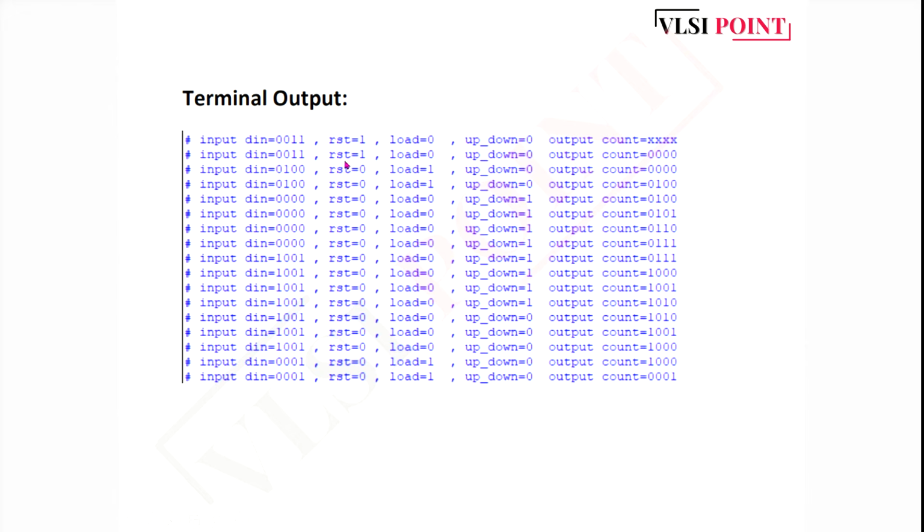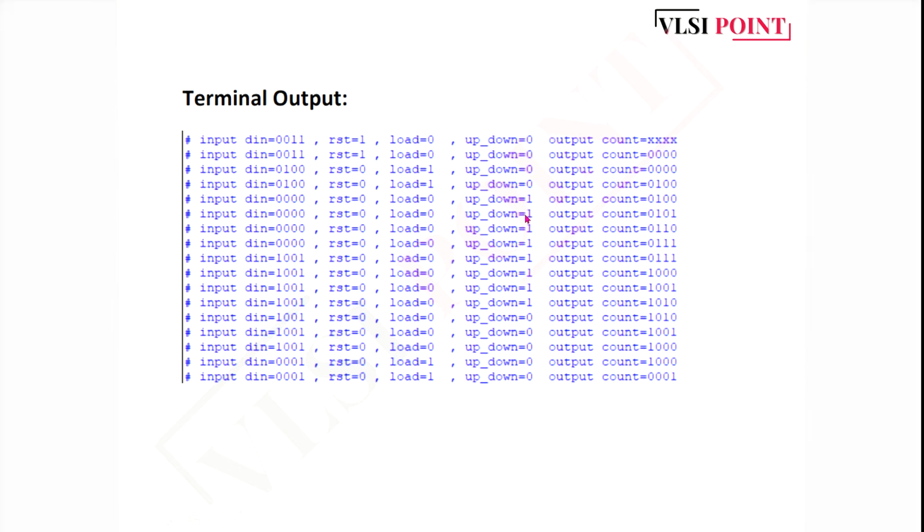You can see, first of all, we make this reset signal high. So the output will be 0 at that time because the circuit is reset. Then I have given load equal to high. Earlier the value was 0, and after giving this load signal high, the input D in is loaded. So here the count value becomes 4.